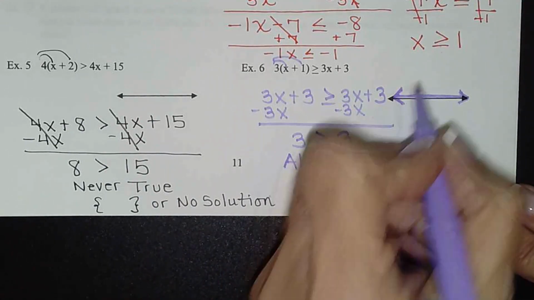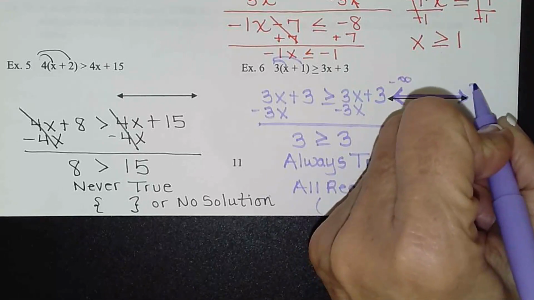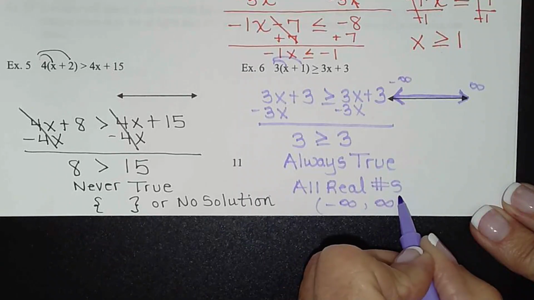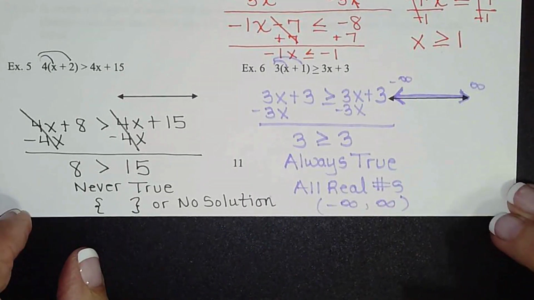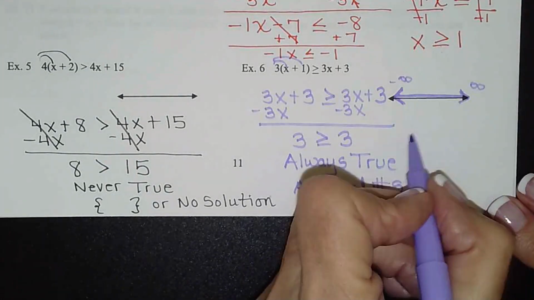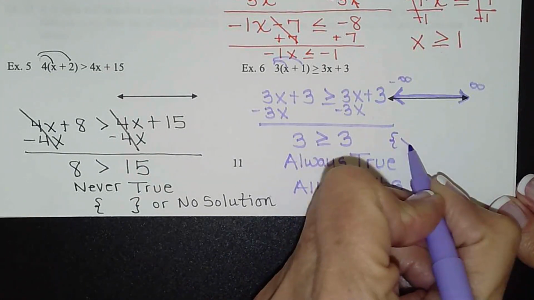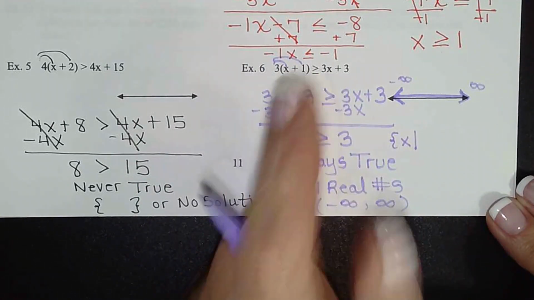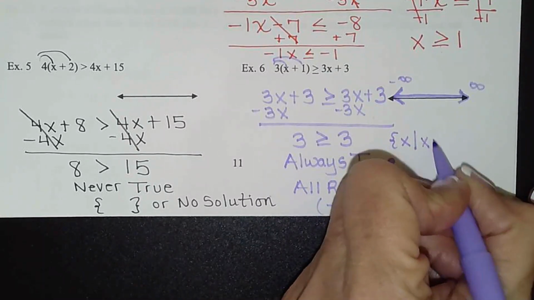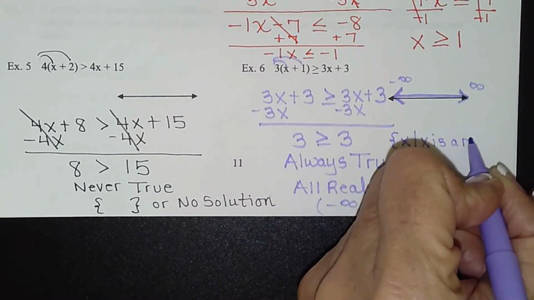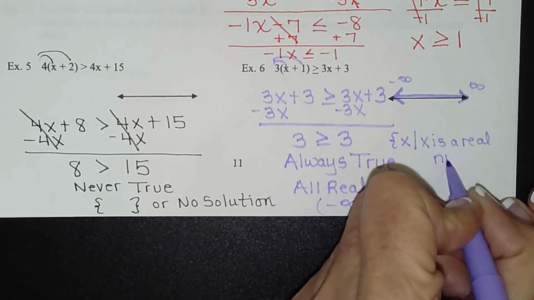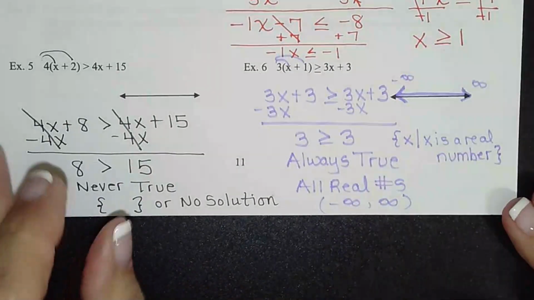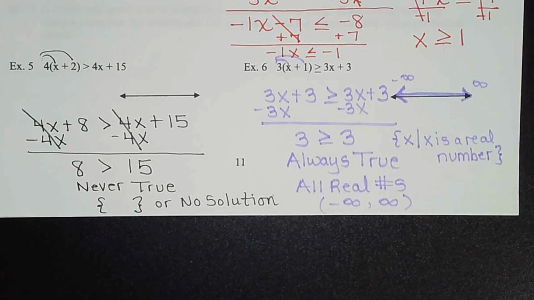Interval notation would be negative infinity to positive infinity. And remember, if they did ask you to do set builder for this, and I showed you this on lesson 1, is x, such that x is a real number. I don't know if they'll ask you that on your quiz or test, but just in case you're ready.